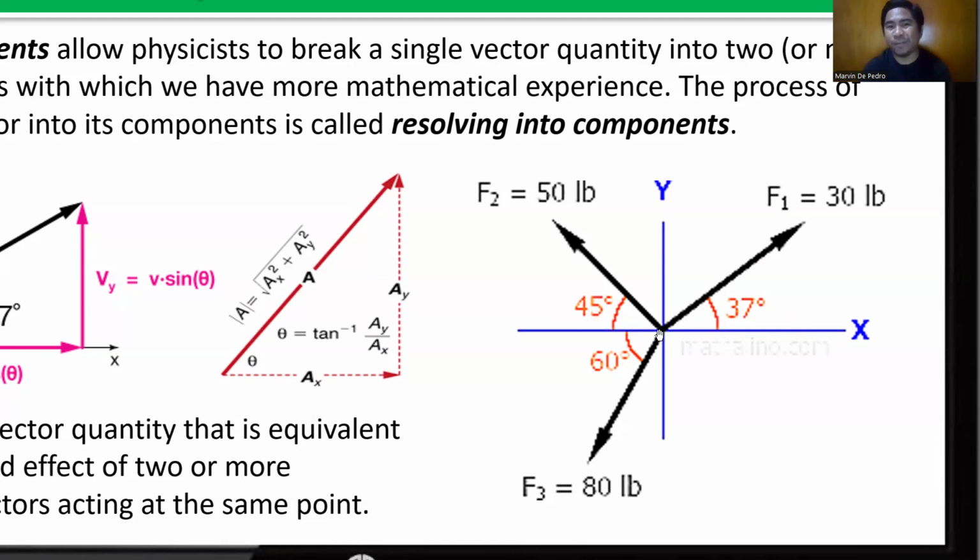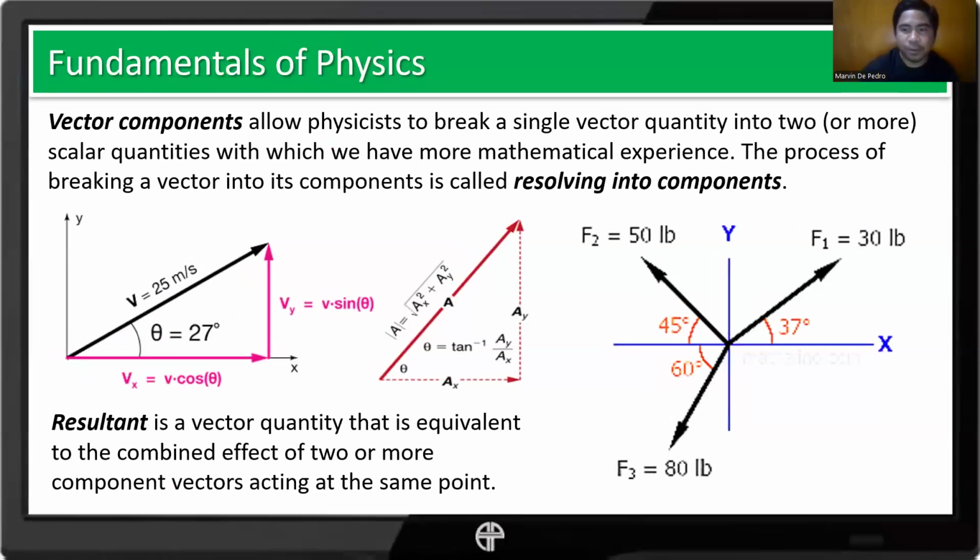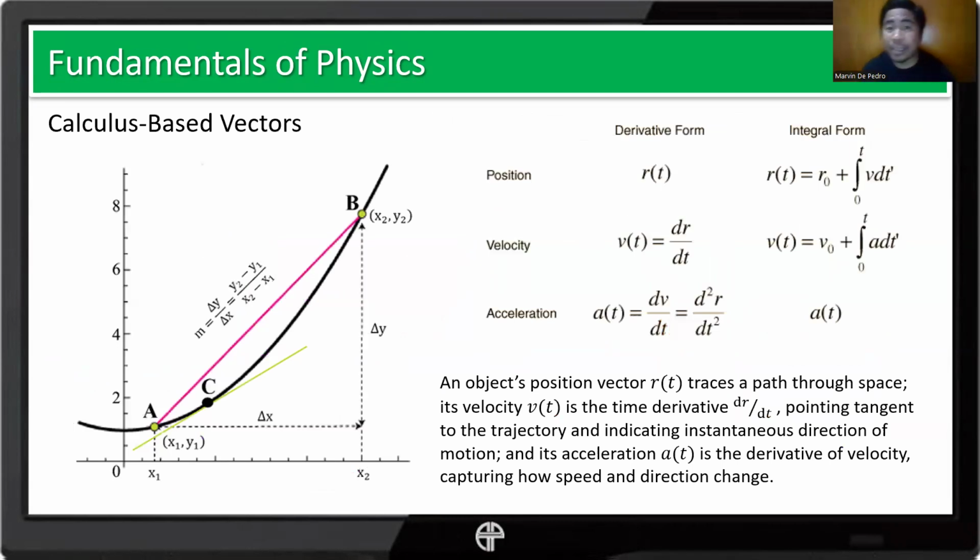That specific point will be discussed further in our next module. We're going to talk more about vectors and what we call centroids. Remember, these are different vectors and they are acting on this specific point. We're going to learn more of that in the next module. In the meantime, remember that we are dealing with calculus-based vectors. I already mentioned this previously. This is just to give you some more illustration, meant for you to observe.